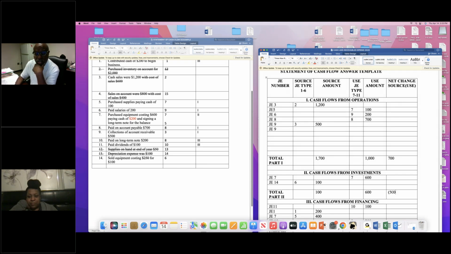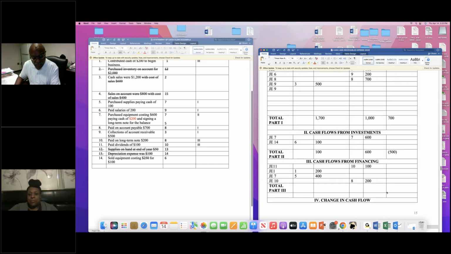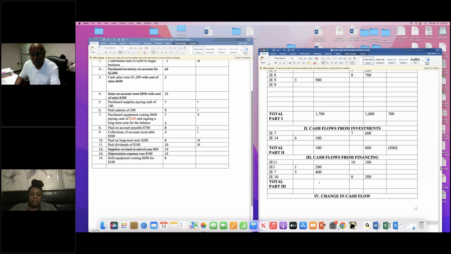Then in part 3, we had 600 in sources. We had 300 in uses. So our net change was 300. So the total change in cash is 700 minus 500 plus 300. I think that should be equal to 500.